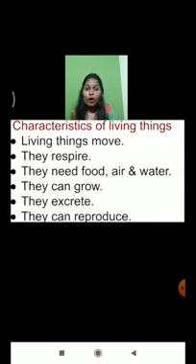Okay, so a boy can move from one place to another place. We can move from one place to another by ourselves. Even a dog can move from one place to another place. So basically, all types of living organisms can move from one place to another place.